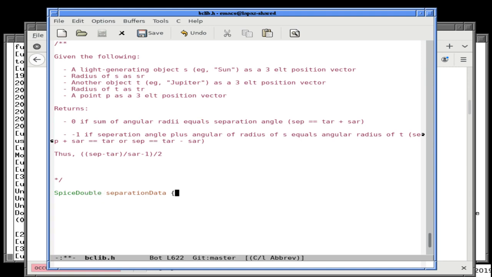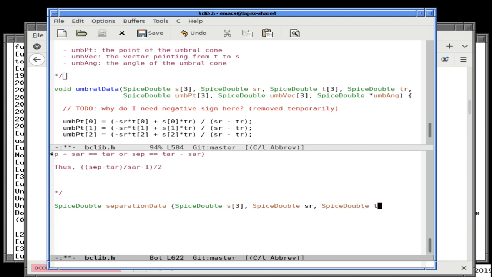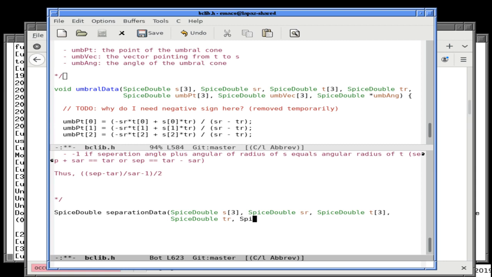Okay, so our inputs are going to be very similar to the ones here, to the point we want to almost copy them. Spice double S3, spice double SR, spice double T3, spice, what am I doing here? This is wrong, these are parentheses. Spice double, oh right, because this is returning spice double, and it has a bigger name, which is why we need more space here for it. Spice double TR, and then what else do we need? A point. P, spice double P3, the point of observation. Okay. And this will, I think, give us a pretty accurate idea of the umbral cone, and technically the penumbral cone as well.